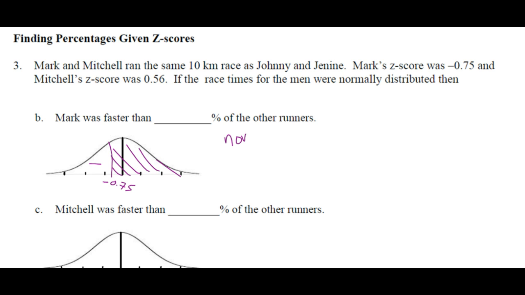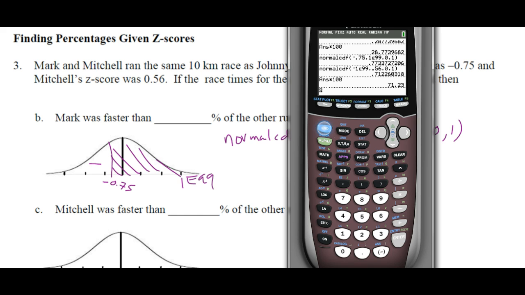Okay, so we go normal CDF. Let's write in the 1E99 here. Negative 0.75, comma 1E99. You could put in the 0 and the 1 if you like. It's not going to hurt. Your calculator is going to do that depending on the calculator you're using. So what do we got? Negative 0.75, enter, 1E99 and the 0 and the 1, okay? And we'll do some examples where it's not 0 and 1. And then hit enter.